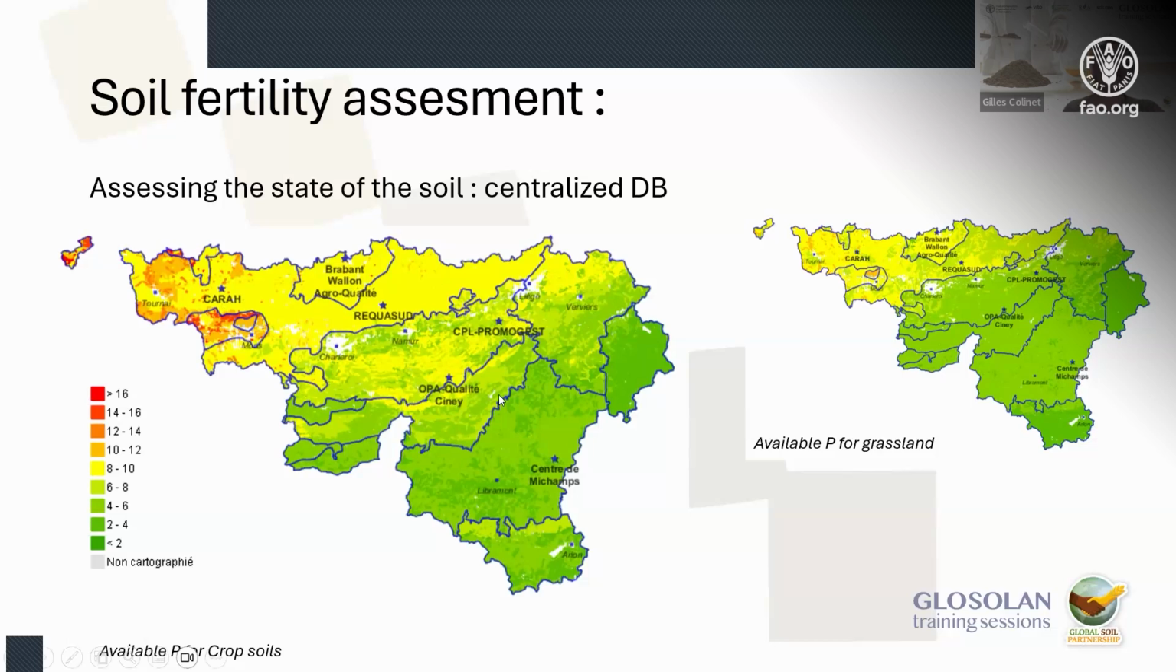Here is an example of mapping of the Walloon region for the phosphorus for the crop soils, and here phosphorus for the grassland. So we see that there are differences of levels. And it helps us to have a good idea of what is the mean level of available nutrients. So we have it for major nutrients, for pH.